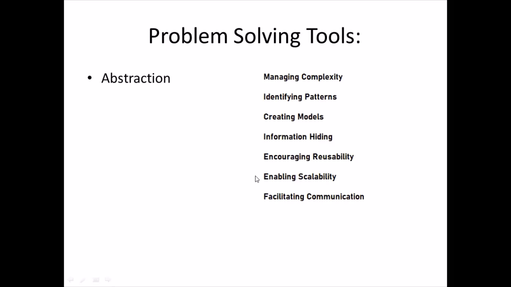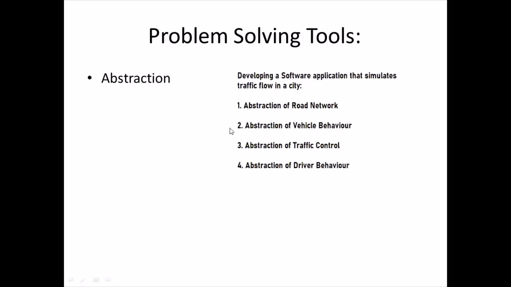Now, looking at managing complexity: a problem can be inherently complex, involving numerous variables, dependencies, and interactions. So abstraction helps in breaking down the problem into smaller, more manageable parts, allowing us to analyze and solve them independently. Let's take, for example, software that simulates traffic flow in the city. The problem at hand is inherently complex. It involves numerous variables such as the vehicle types, the road conditions, the traffic lights, and driver behavior.